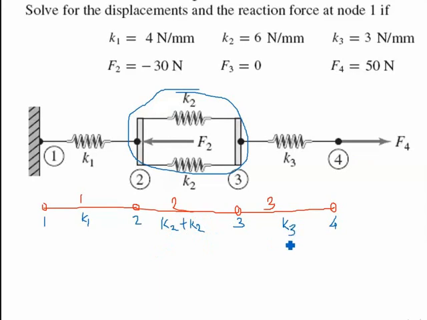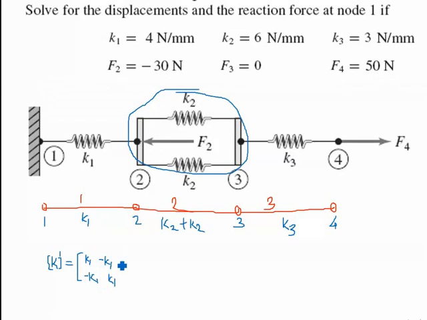Now we have these stiffness matrices. What is the stiffness matrix for the first element? Akshay Shinde, what is the stiffness matrix for the first element? K1, minus K1, minus K1 and K1.